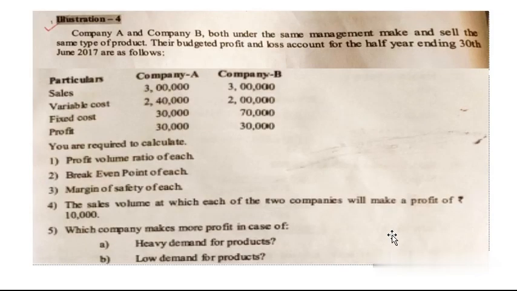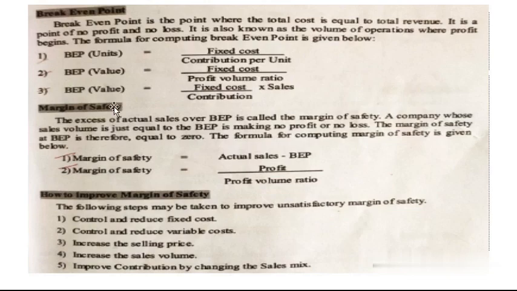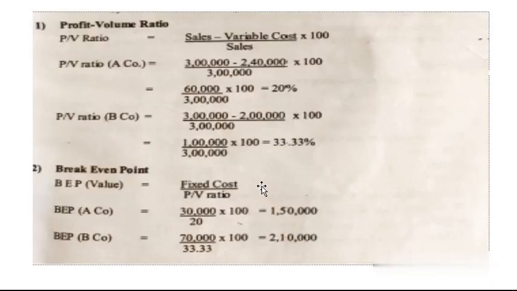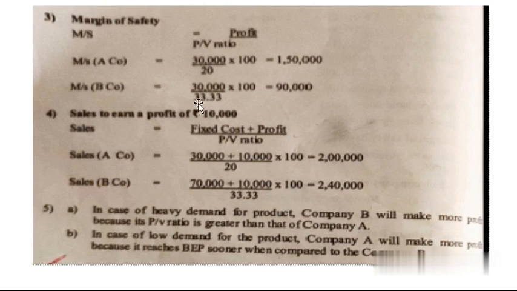So next they have asked us to calculate the margin of safety. So what is the formula for margin of safety? For margin of safety, there are two formulas: actual sales minus break-even point. As we have already calculated the break-even point and we know the actual sales, we can use the first formula. Or they have also given the profit in the question, and we have already calculated the profit volume ratio, which is simple for you. You can take profit divided by PV ratio.